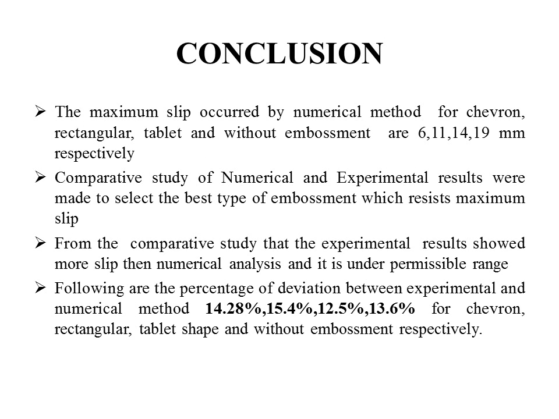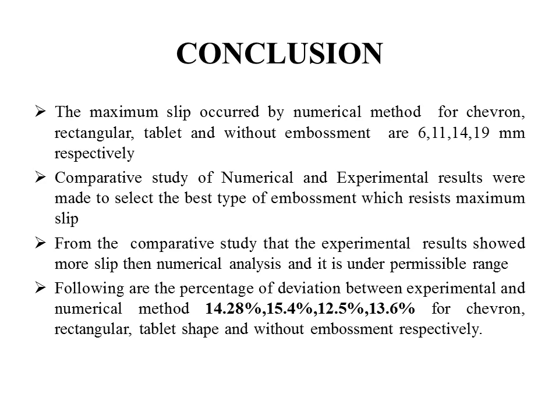The maximum slip occurred by the numerical method for chevron, rectangular, tablet and without embossment are 6, 11, 14, 19 mm respectively. A comparative study of numerical and experimental results was made to select the best type of embossment which resists maximum slip. From the comparative study, the experimental result showed more slip than numerical analysis, and it is within the permissible range.